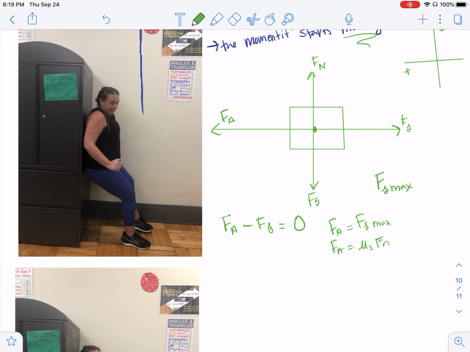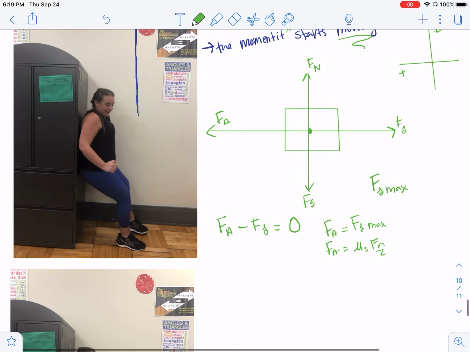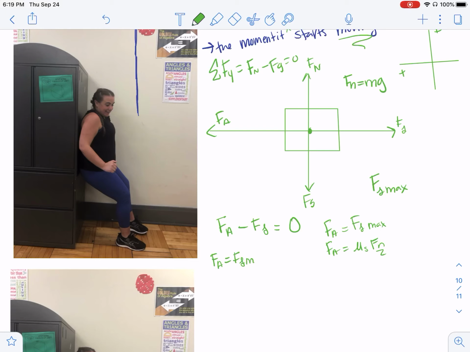This is the first time I actually finally got to this force normal situation, so I would need to deal with the sum of forces in the y direction. In the y direction, I would have force normal minus force of gravity equals 0 because it's not moving in the y direction. It's only moving left to right. And then, because of that, we say force normal equals mg. So I can come down here and say that at this moment, my force applied is equal to the force of static friction max, which is equal to mu s mg.